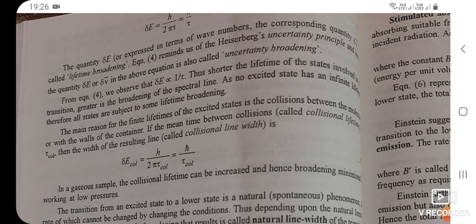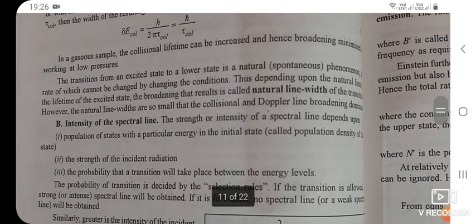If the mean time between collisions is called the collisional lifetime, then the width of the resulting line is delta E collision equals h upon 2 pi tau collision. In a gaseous sample, the collisional lifetime can be increased and hence broadening minimized by working at low pressures. The transition from an excited state to a lower state is a natural spontaneous phenomenon, the rate of which cannot be changed by changing the conditions.